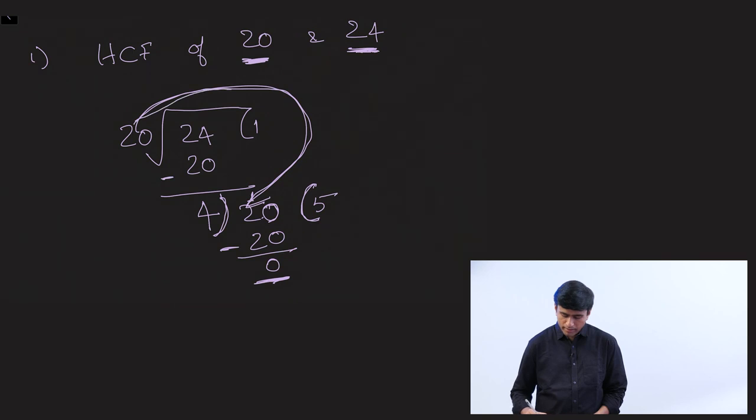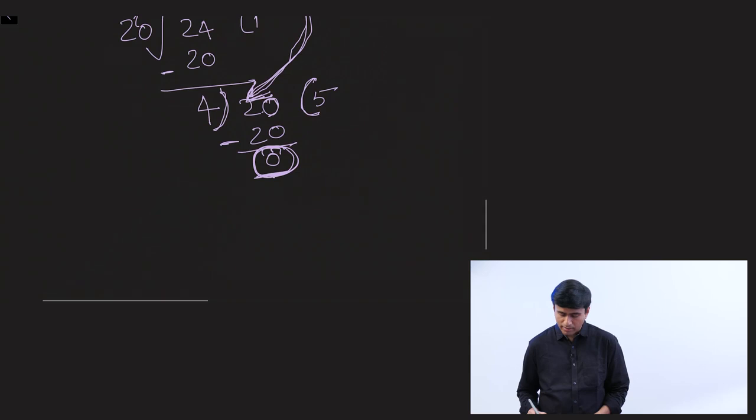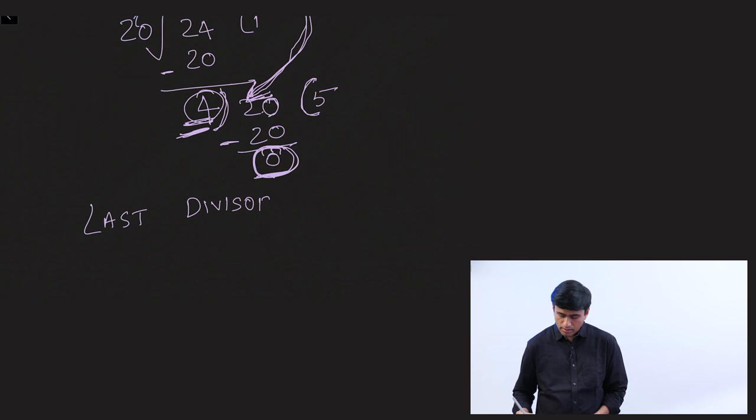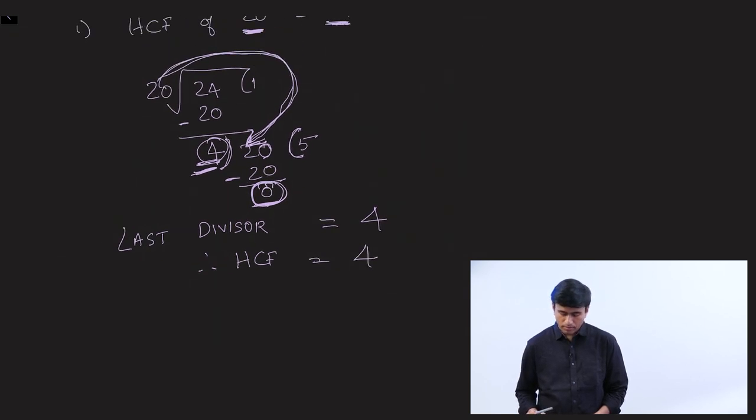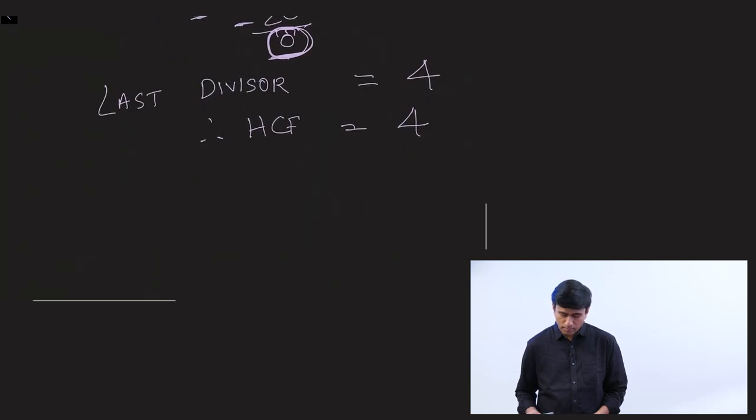This step of bringing the divisor here is continued till we get 0 as a remainder. When you get 0 as the remainder, the last divisor, which is 4, is your highest common factor. So what is the last divisor here? The last divisor is 4. Therefore, HCF is 4. Let's take another example. Let's find the HCF of 3 numbers using this method.